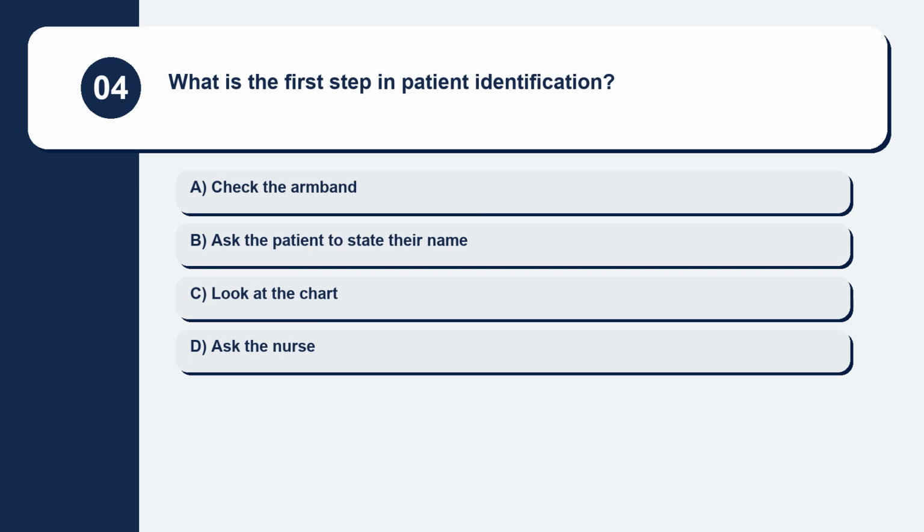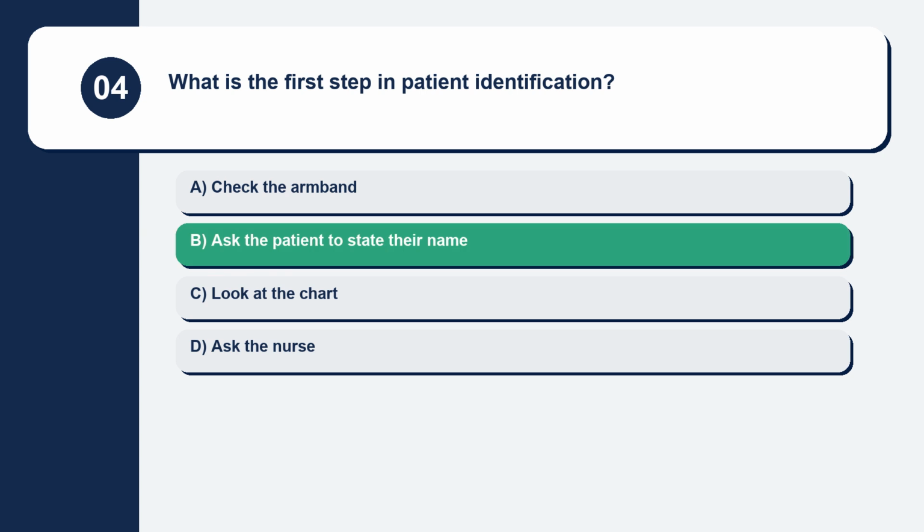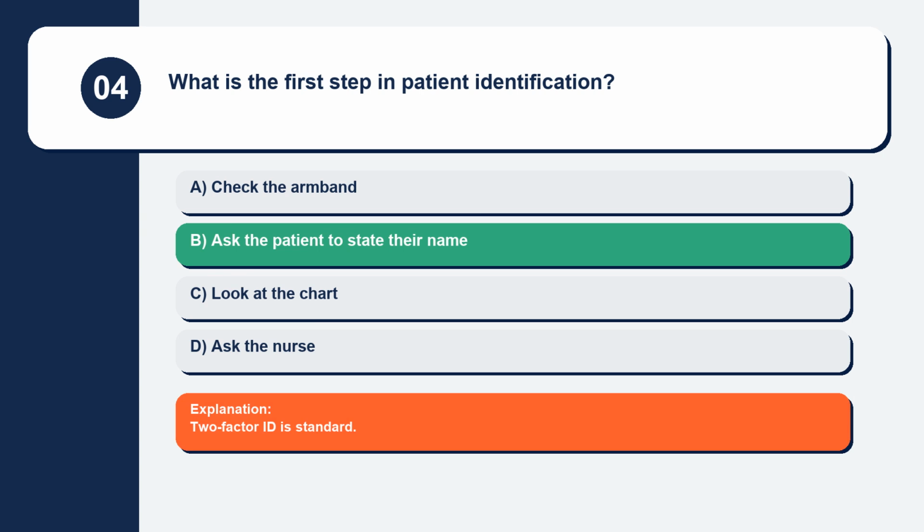Question 4. What is the first step in patient identification? Check the armband. Ask the patient to state their name. Look at the chart. Ask the nurse. Two-factor ID is standard.